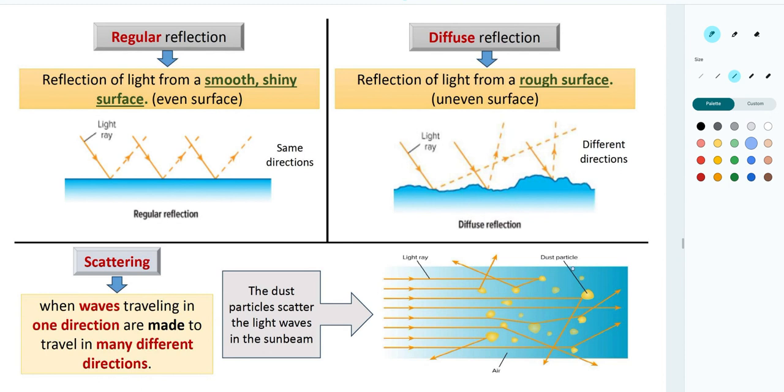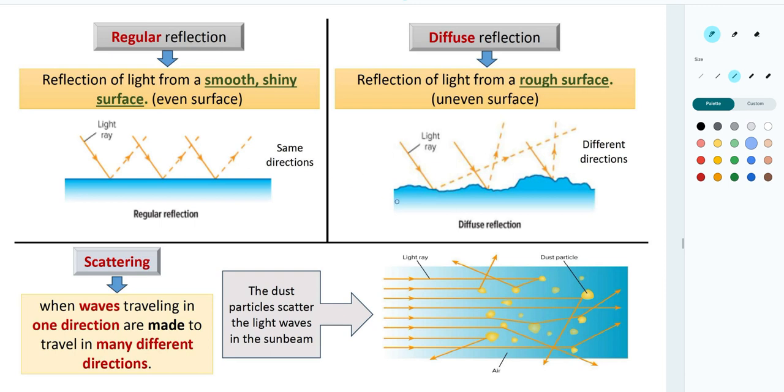Now let's look at types of reflection. We have regular reflection. This is the reflection we've been talking about. It happens on a smooth, flat surface. It's easy to understand. We can clearly see that the angle of incidence is equal to the angle of reflection.